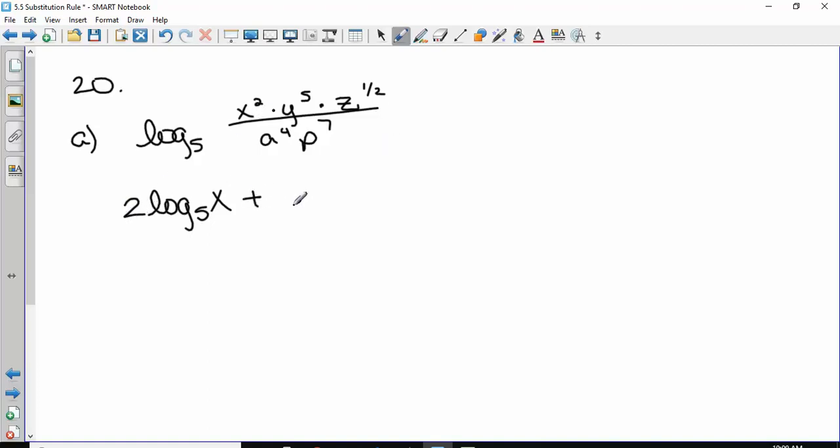Everything on the top gets added, so plus log base 5 y to the 5th, so the 5 comes down. Next one, we have log base 5 of z to the 1/2, so I can bring the 1/2 in front. If you keep it as the square root, I would probably take off for not recognizing that the square root is just a power and bringing that down. Both of these are on the bottom, so both of those will be subtracted.